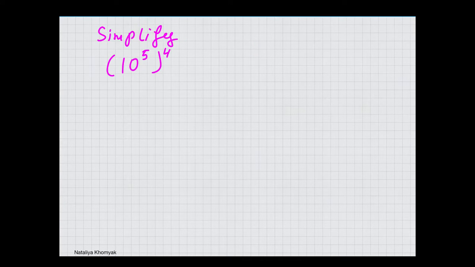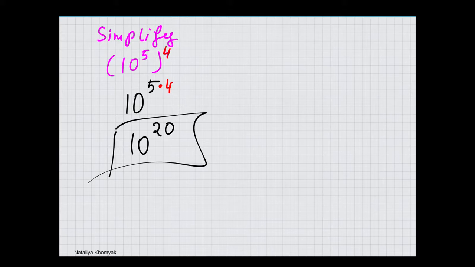Here we have 10 to the 5 raised to the 4th power. So we can just take 10 to the power of 5 and distribute this 4. So we have 10 to the 20th. And this is my solution.